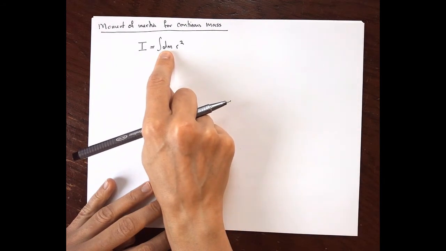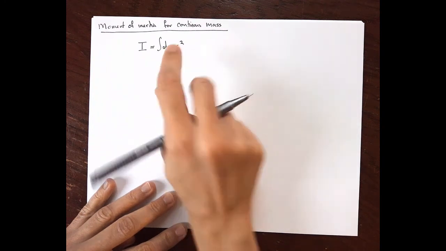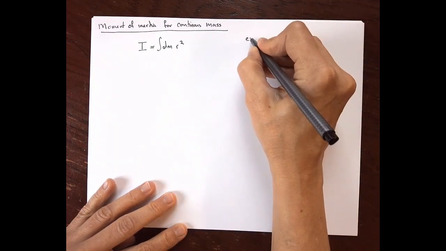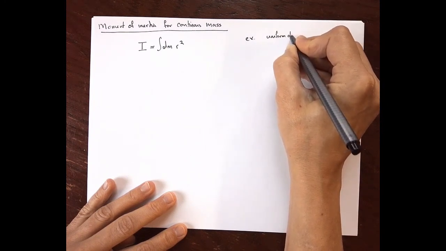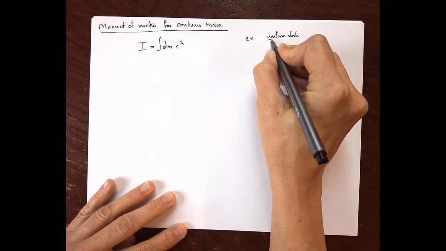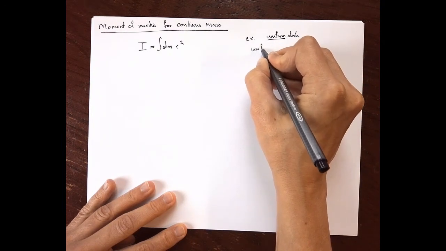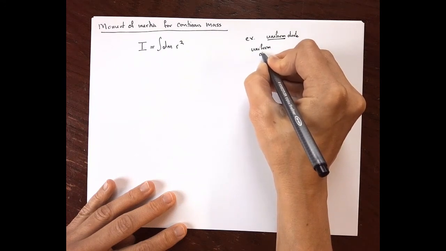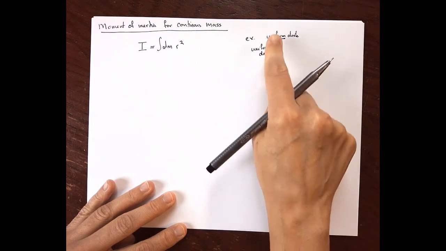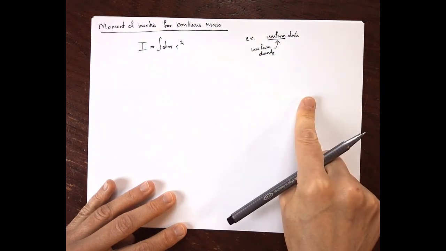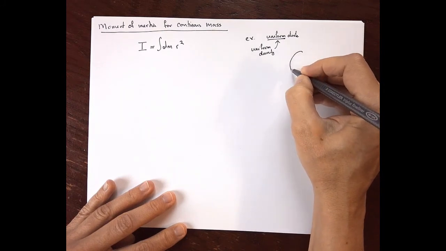So you're going to have to look at each little tiny bit of mass and look at that little bit of mass's location. An example of this would be a uniform disk. And by uniform, we just mean uniform density. That just means the mass is uniformly spread out over the whole object. It's not concentrated in one spot or another.